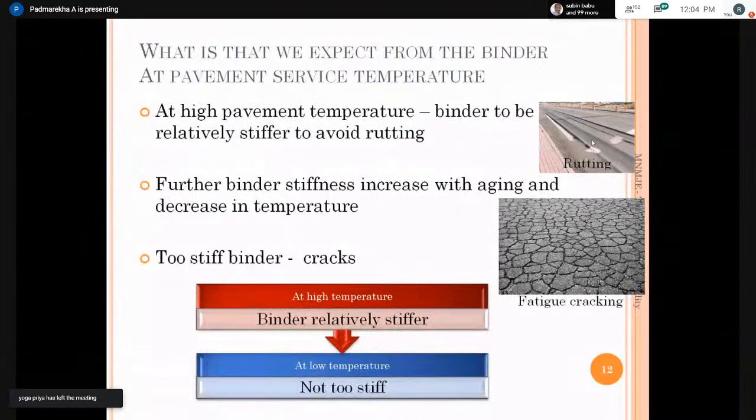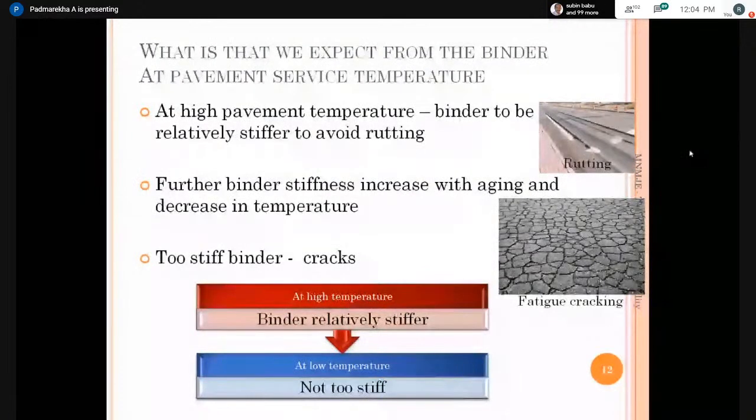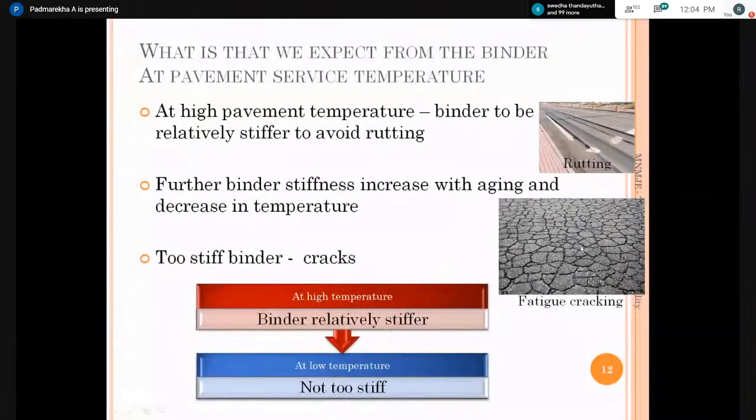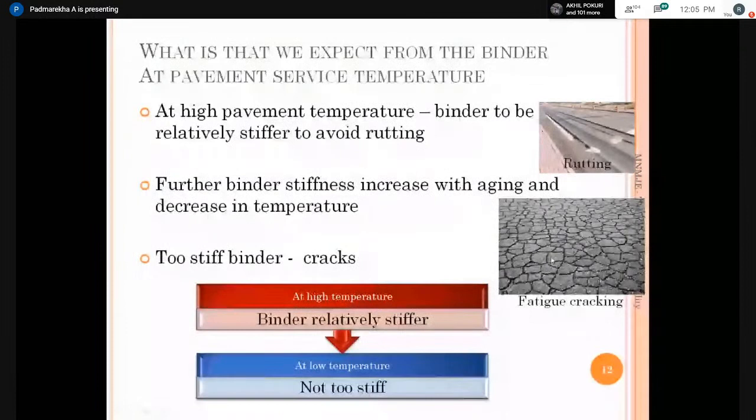When you load such a brittle material, you can observe cracking, something like this. This is a structural damage that is caused to the pavement if the stiffness is too high or when the pavement ages. Another issue here is the traffic loading also. It plays a major role in causing this kind of fatigue cracking.